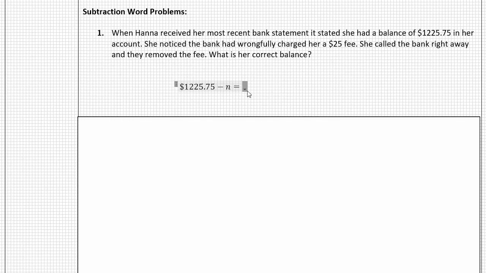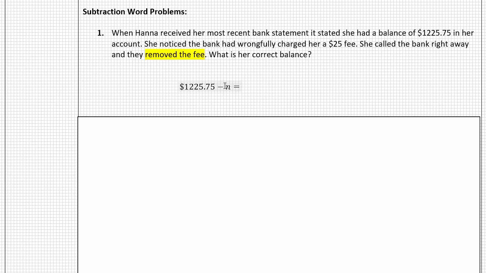Alright, so you can see I've started to set it up, and what I've noticed from the story problem is that she had a balance, or started, we know that she had $1,225.75. So I put that there. And then I noticed that we need to subtract some number to find her new balance, her correct balance. And right here they have the words removed the fee. I'm going to highlight that. So removed is what told me to subtract, because if we're removing or taking away, and fee is a negative integer. That's the word we just discussed.